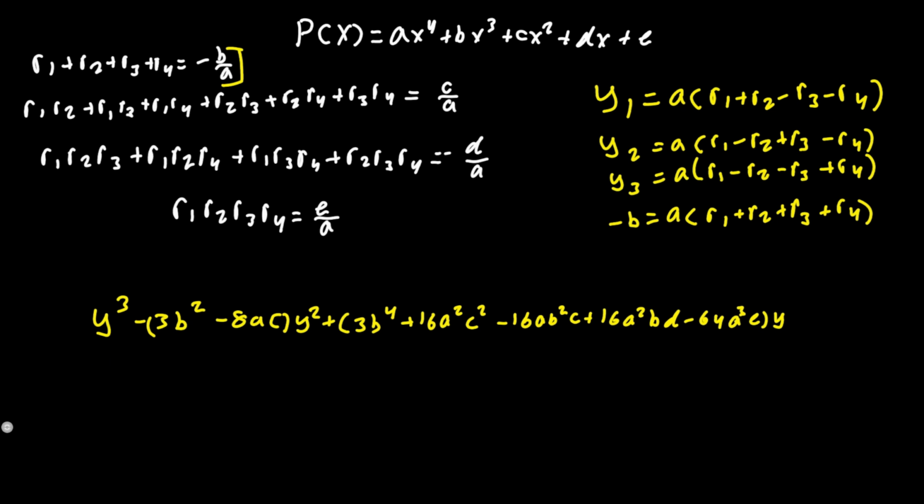minus b cubed plus 4abc minus 8a squared d, all squared, equal to 0. So we see that this is going to be our resolvent for r of y.